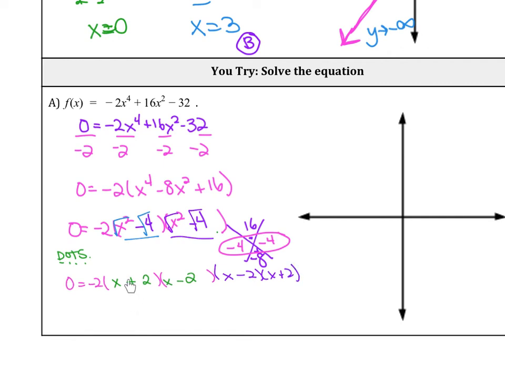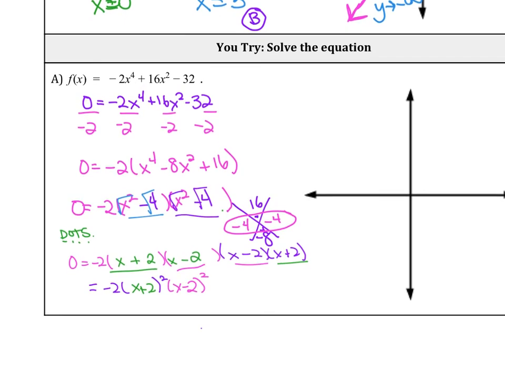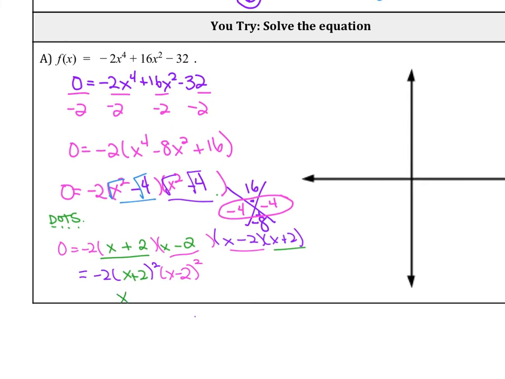Now notice we have 4 x's here. We have some repeats here, and that's okay. So now I'm going to condense it. Now that it's completely factored out, I notice that I have 2 x plus 2's and 2 x minus 2's, and they're both squared. What that tells me is that it's going to bounce at those x-intercepts. So x equals negative 2, and it's going to bounce because it's squared. X equals a positive 2, and it's going to bounce because it's squared. So those are some important pieces, meaning it's not going to pass through.